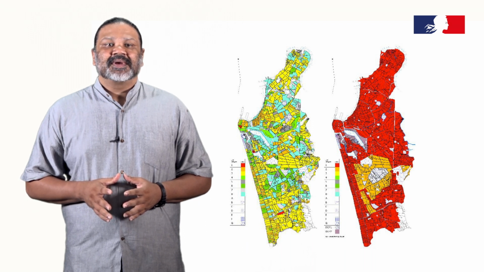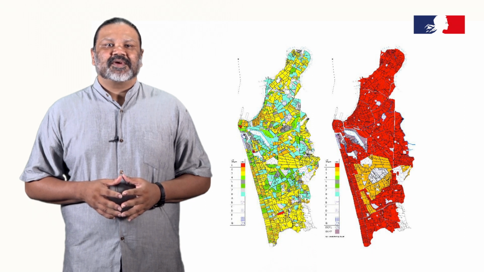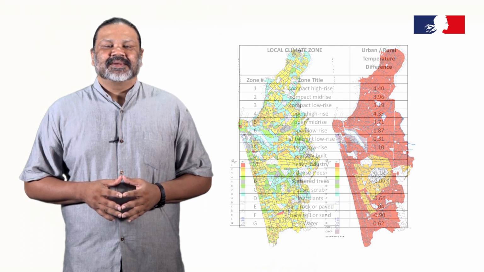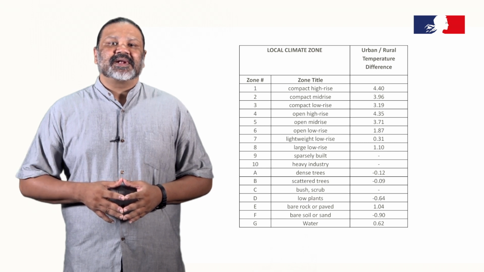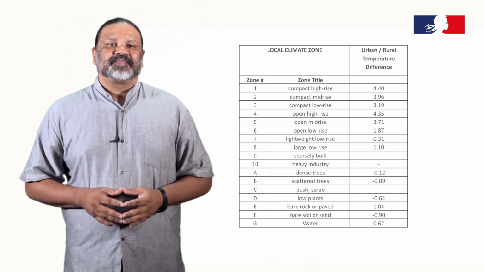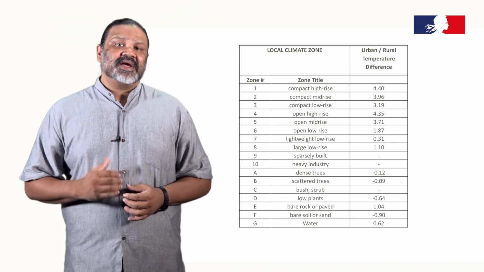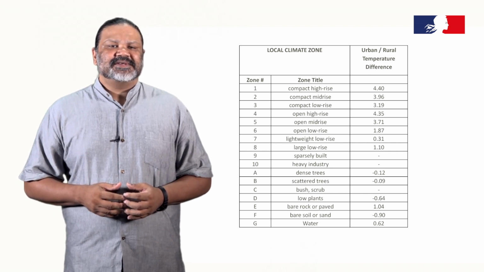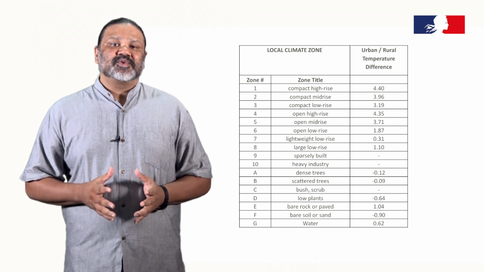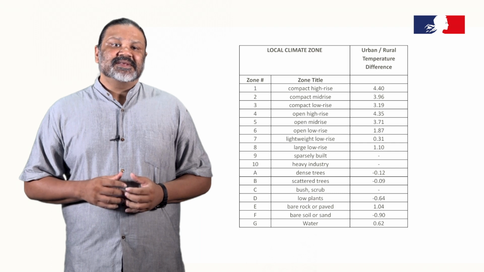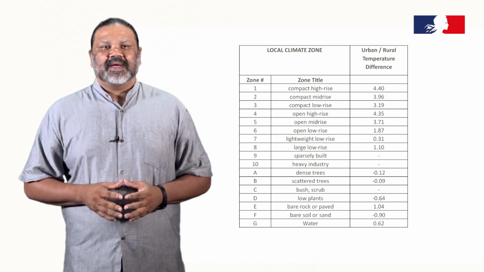The two maps compare the existing and the projected maximum development in terms of LCZs. The table demonstrates the UHI intensity of each particular local climate zone. We clearly see the compact high-rise zone generates the highest UHI intensity. Therefore, the changing morphology of the city into more compact and dense development will drive the UHI intensity even higher.